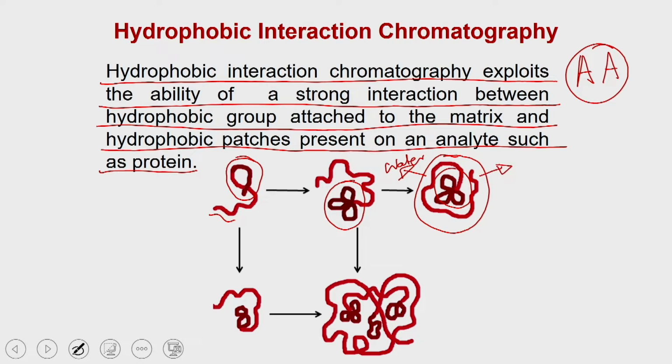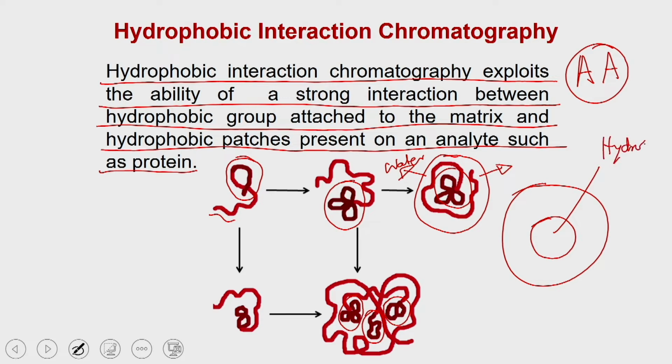Eventually, all the hydrophobic groups would be present in the center of the protein, whereas all the hydrophilic polar groups would be present outside. So, if you see a cross section of a protein, this is going to be the hydrophobic core present in the protein molecule, and you are going to have the hydrophilic residues outside.